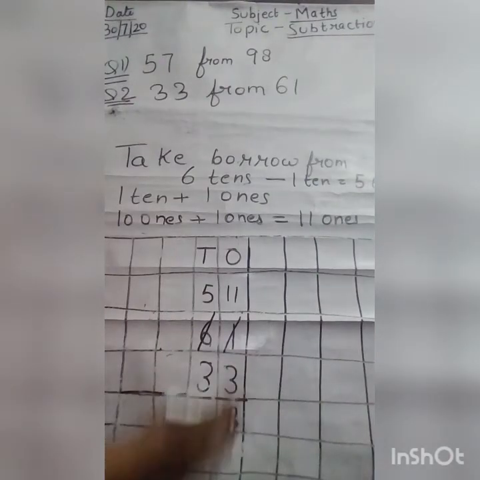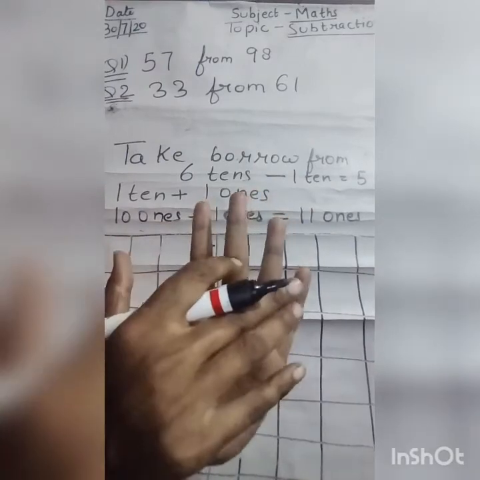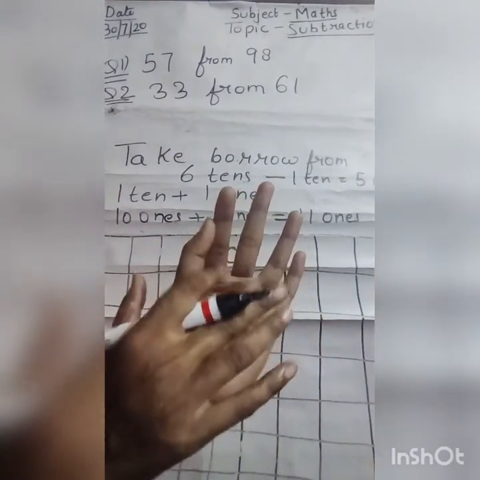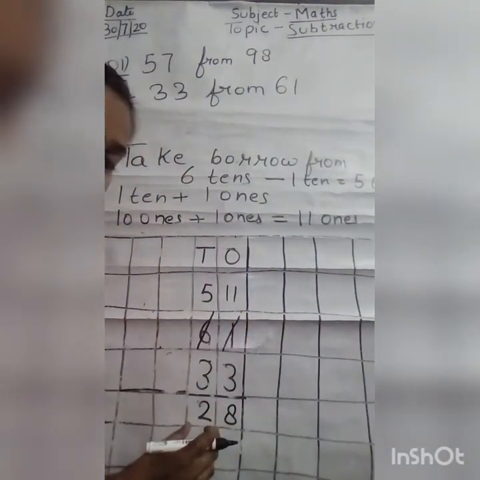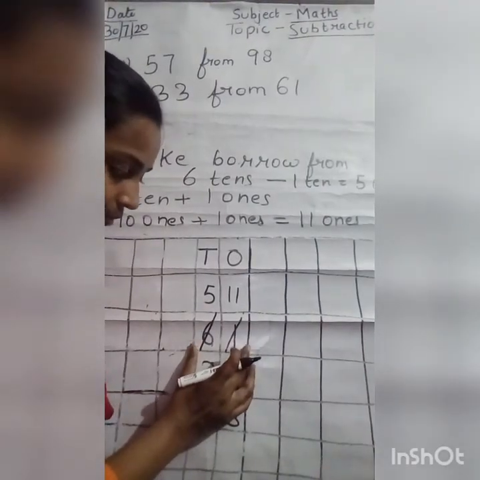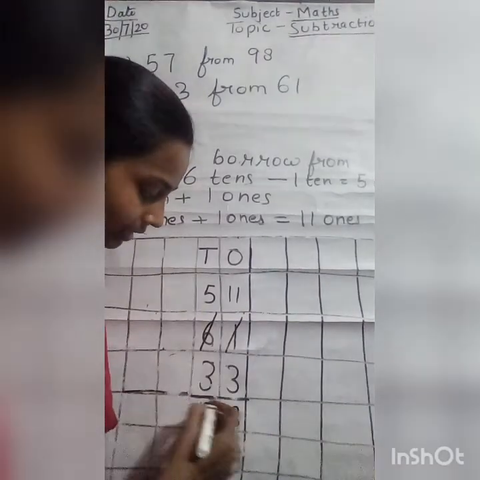Right? Now children, 5 minus 3: 1, 2, 3, 4, 5. 5 minus 3, 1, 2, 3. How many lines are left? Only 2 lines are left. So 5 minus 3 is 2. Children, the difference between 61 and 33 is 28, and the borrowing numbers are 5 and 11.